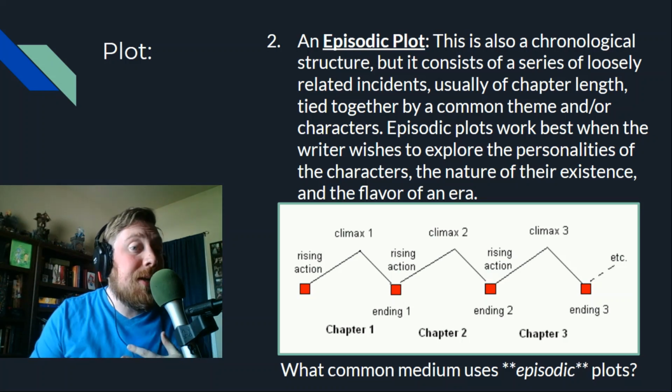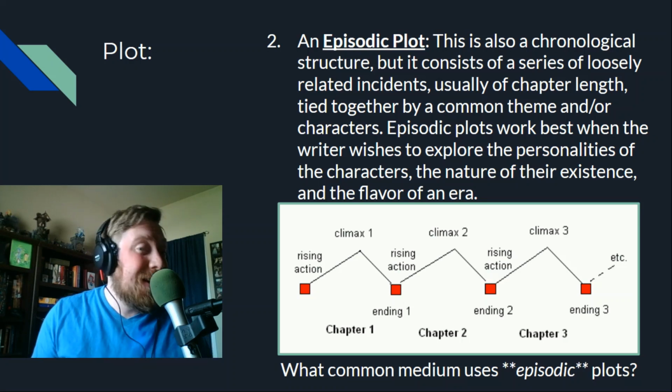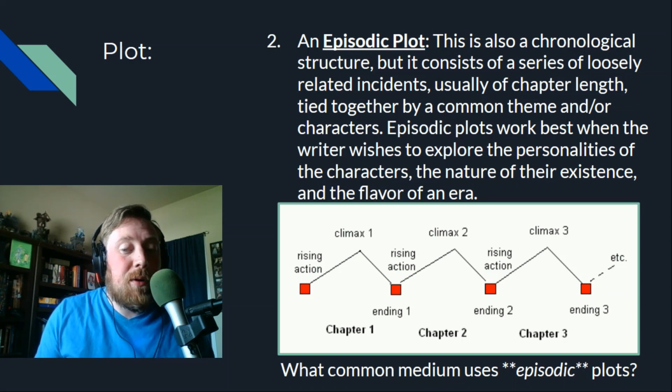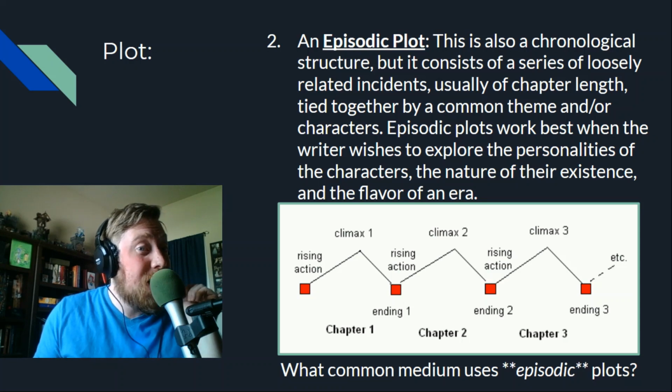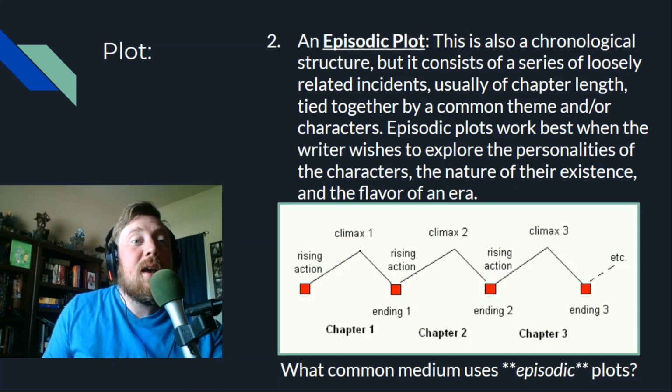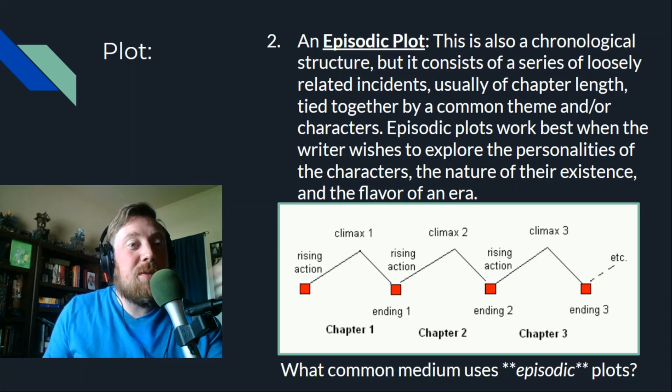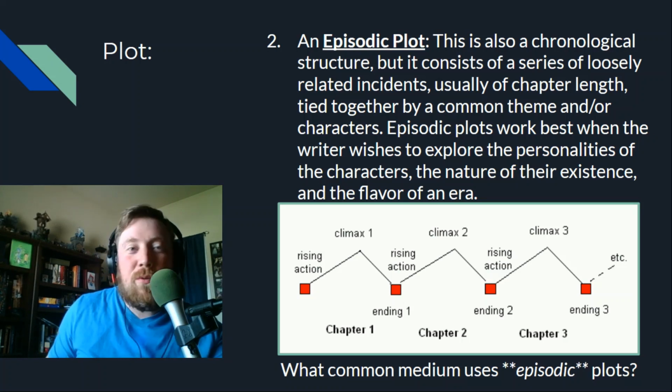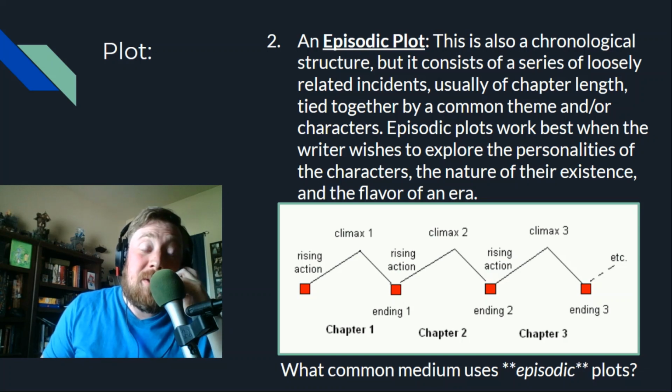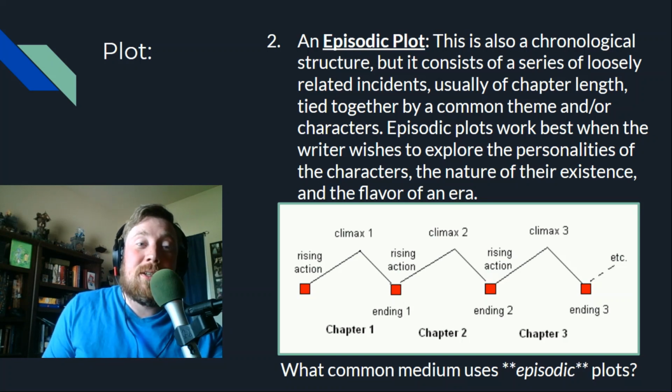So what medium can you think of that uses episodic plots? I put it in italics. Episodic. What does that sound like? Episodes, right? So whenever you watch TV shows, those are episodic plots, especially if you watch, oh man, the best episodic plot I saw all summer was Picard on CBS.